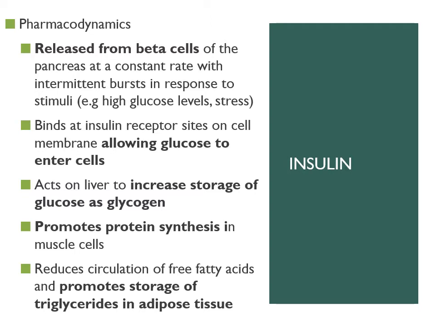We know that it allows more glucose to enter the cells because it binds with insulin receptor sites on cell membranes. It acts in the liver to increase storage of glucose as glycogen, and in the tissues, such as muscle cells, it promotes protein synthesis. It also plays a role in triglyceride storage in the adipose tissue. So insulin is a small protein molecule that's secreted by the beta cells of the pancreas, and it's essential to the utilization of glucose by all cells in the body.